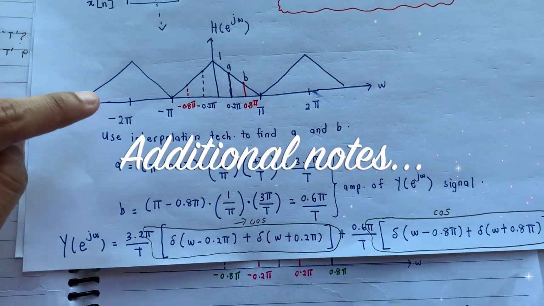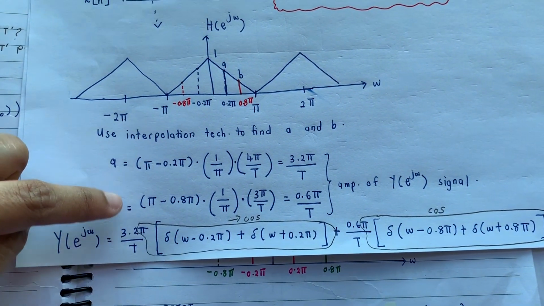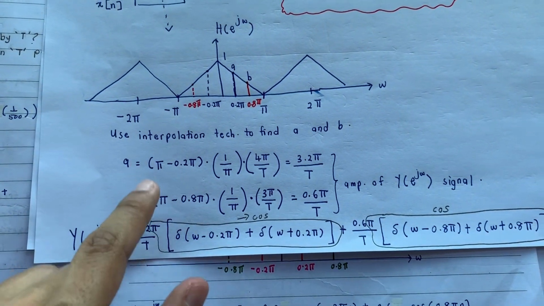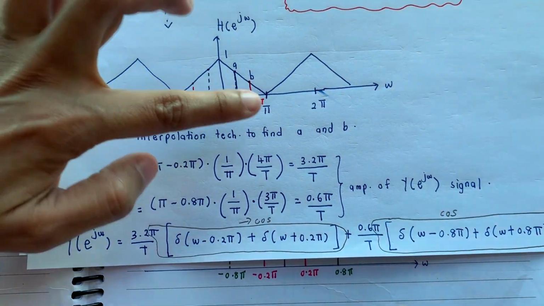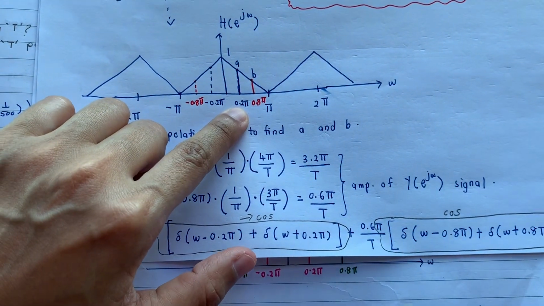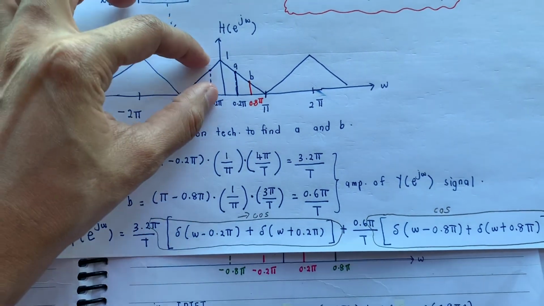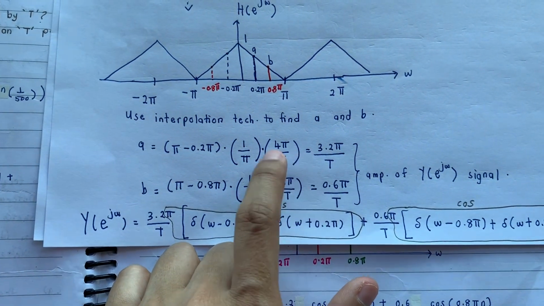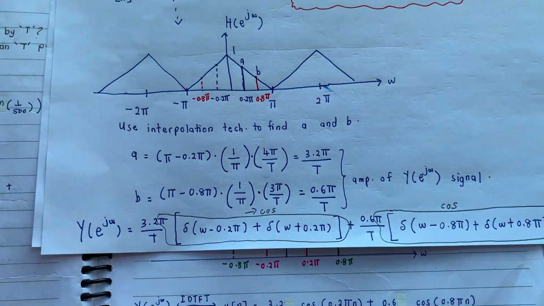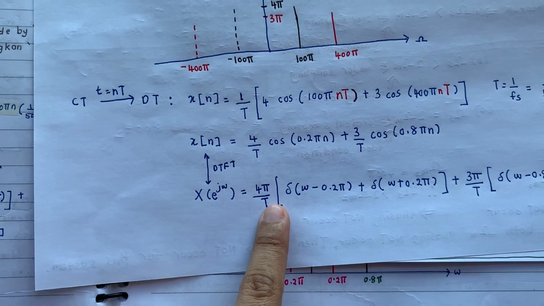Just now you could not see how I find A and B. Basically, how to find A and B: pi minus 0.2 pi is here. 1 over pi comes from 1 over x, so you get y over pi, and then times 4 pi over T. This comes from the amplitude of your A. The amplitude of A is 4 pi over T, right?